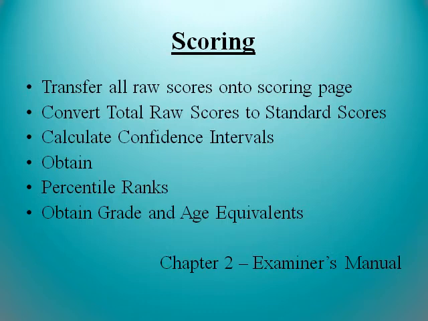Once you've gotten those raw scores, you transfer them onto the first page of the record form. You convert the raw scores to standard scores, calculate confidence intervals, obtain percentile ranks and grade levels, age equivalents, and whatnot. All of this is in Chapter 2 of the Examiner's Manual, and of course the appendices have the standard scores that you're converting to, but how to do it step by step is in the book. I'm not going to read you guys the book. You can read it yourself.